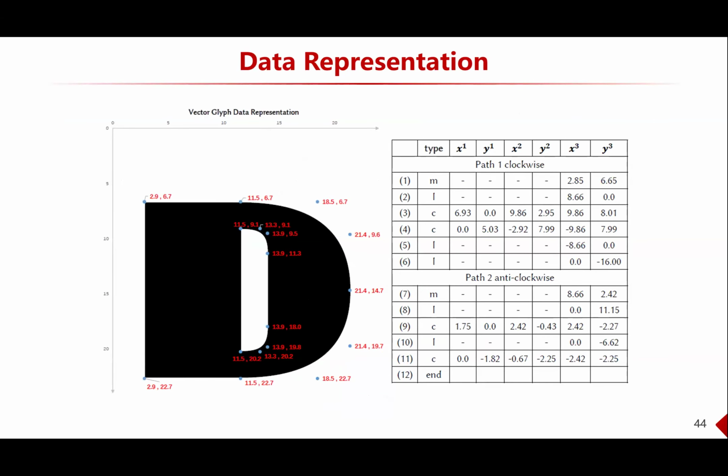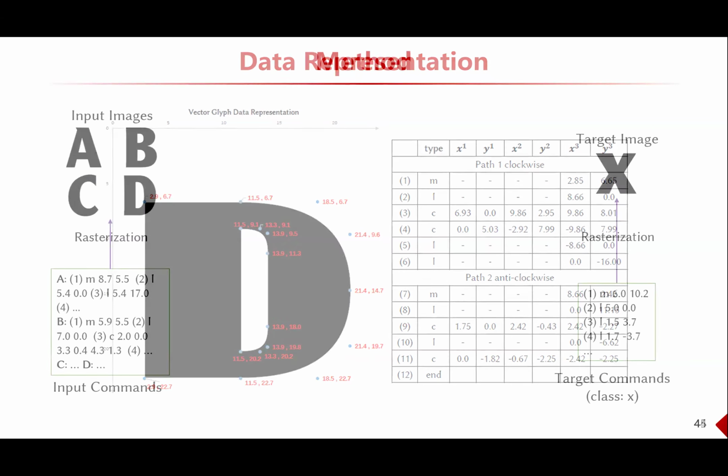And why is it complicated? The problem is complicated. So this is an illustration of our data structure, and you can see the table. This table shows the drawing commands of a glyph using relative coordinates. The left figures demonstrate the glyph shapes and the argument points of the drawing commands using absolute coordinates. M, L, C denote move, line, and curve commands, respectively. Also, the clockwise and anti-clockwise order determines how to fill the outline.